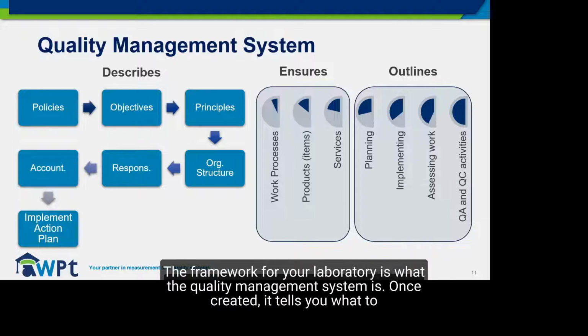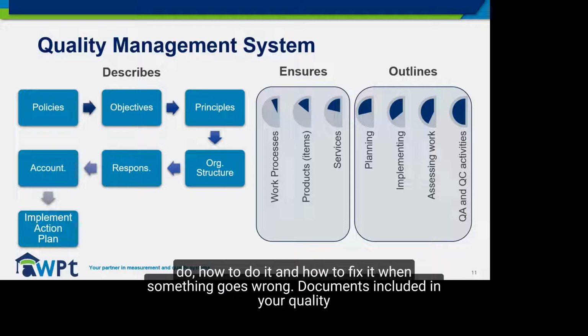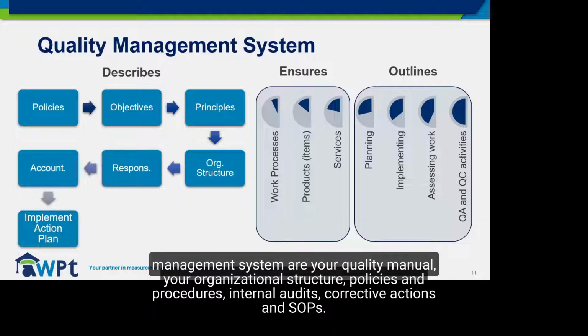The framework for your laboratory is what the quality management system is. Once created, it tells you what to do, how to do it, and how to fix it when something goes wrong. Documents included in your quality management system are your quality manual, the organizational structure, policies and procedures, internal audits, corrective actions, and SOPs.